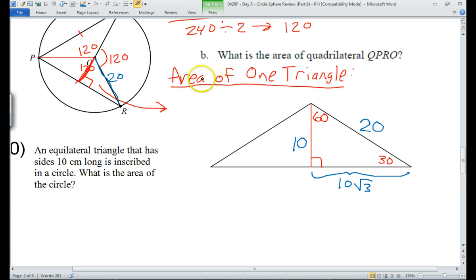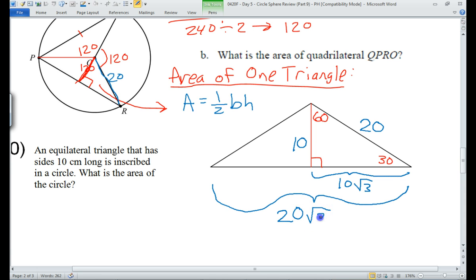Now, remember, our job is to find the area of this triangle. So that's going to be 1/2 base times height. Now I've got the height, that's 10. But I need the base. Now the base is this entire distance from here all the way to here. Can you see what it's going to be? How about 20 radical 3? How did I get that? Well, 10 radical 3 is half of the base. So the whole base should be double that, or 20 radical 3.